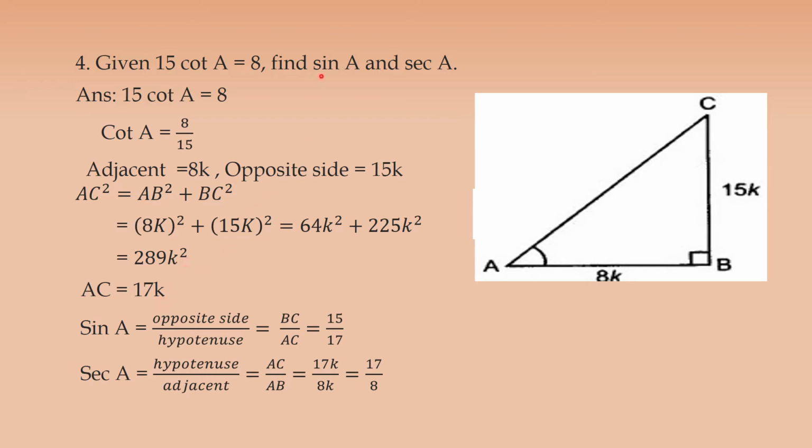For finding the ratio sin A, it is opposite side by hypotenuse, where opposite side is BC and hypotenuse is AC. So our ratio will be 15k by 17k, which is equal to 15 by 17. Also, cosec A is equal to hypotenuse by opposite side, which is AC by BC, equal to 17 by 15.